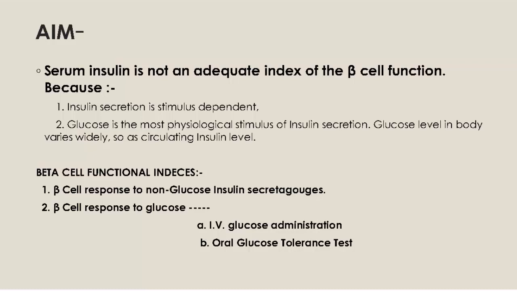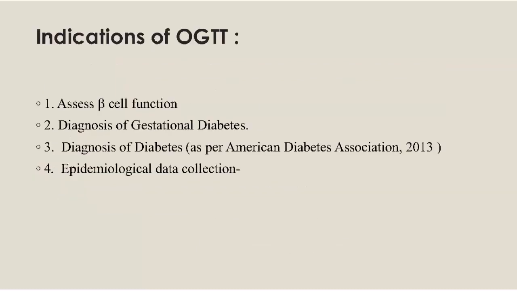Now coming to the next slide, slide number 3, that is the indication of OGTT. So from the discussion, it is clear that the first indication of the OGTT test is to assess the beta cell function for better understanding of diabetes mellitus. Now number 2 point is diagnosis of gestational diabetes. Now what is gestational diabetes?